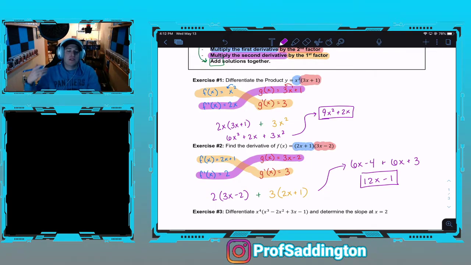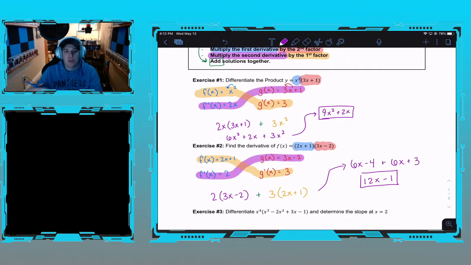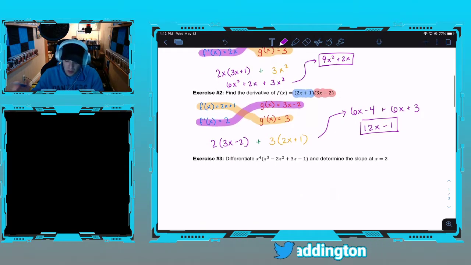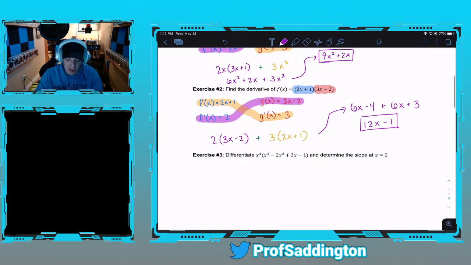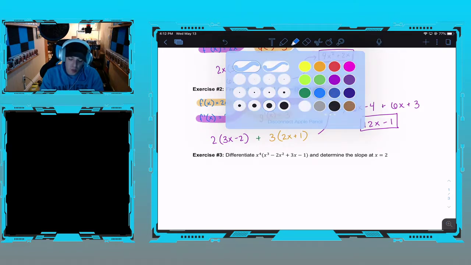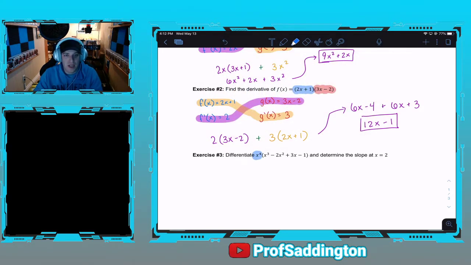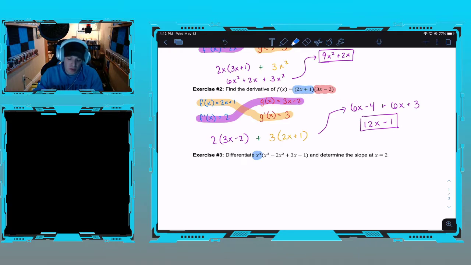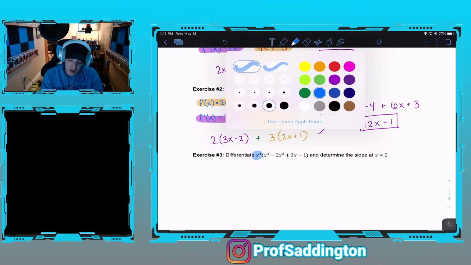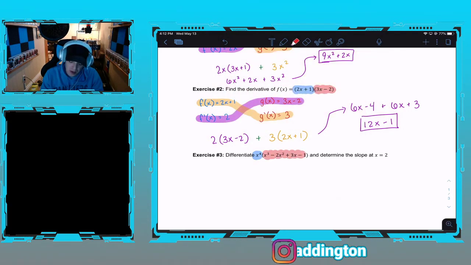Exercise number 3, same type of problem, except this one's going to be a monomial times a 4-term polynomial. So this is what I'll end on, but it's going to be the same exact steps. There's just one little additional part to it, and I'll explain that in a second, because we didn't really go too crazy with those the other day. But the first part of this process is still going to be the same, because it says differentiate these.